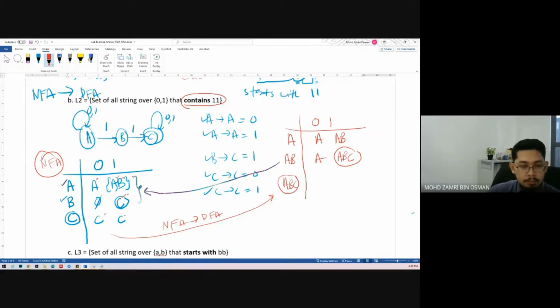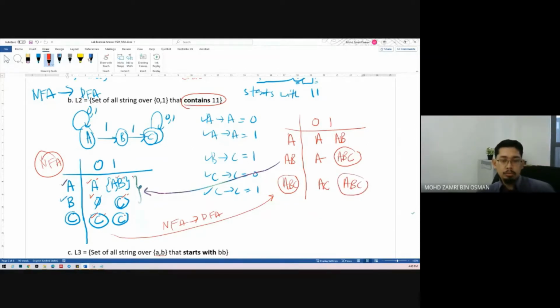We look at this one together: A, nil and C merge together to become AC. So we have a new state, which is AC. And we try to look at the last one here, A, B merged together with the C. This one is a final state, and then we have A, B, C.